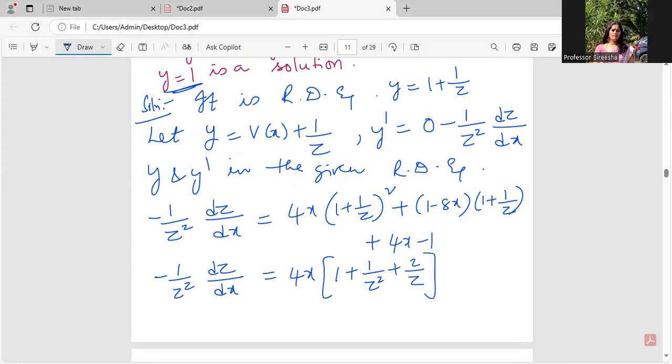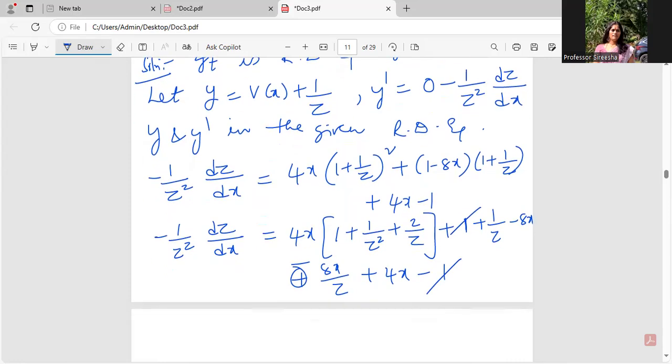Okay. And then the second term I'll be multiplying 1 plus 1 by z minus 8x, plus, minus 8x minus 8x by z plus 4x minus 1. Okay. There's a plus 1, there's a minus 1. You can just cancel out. Okay. Minus 1 by z squared dz by dx.